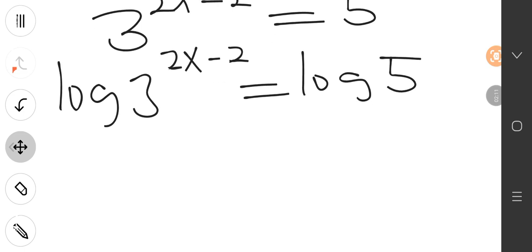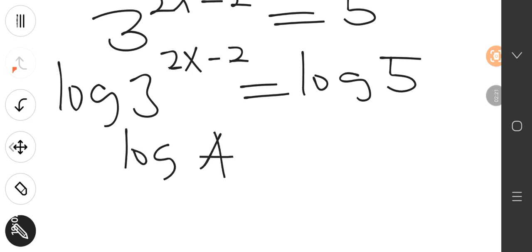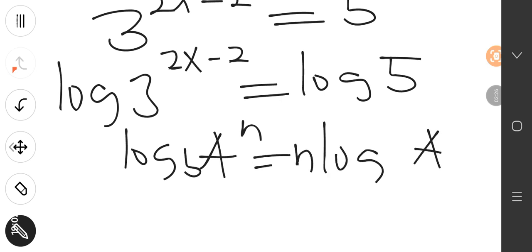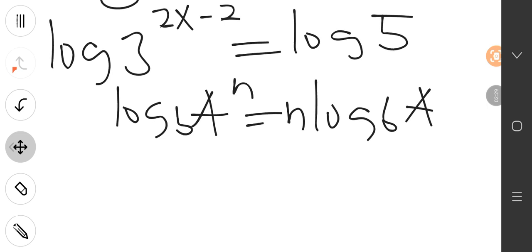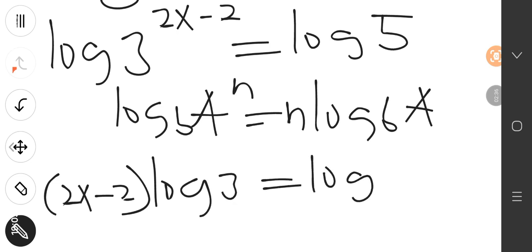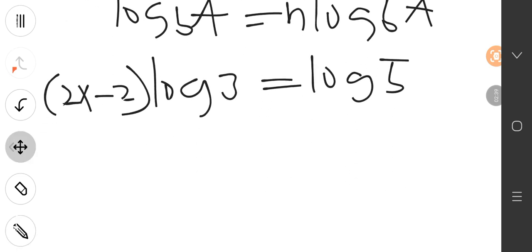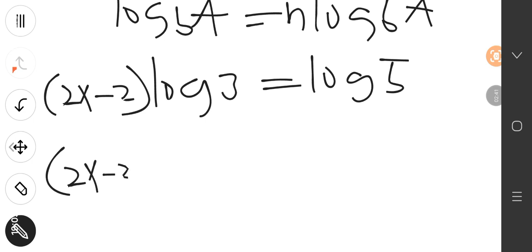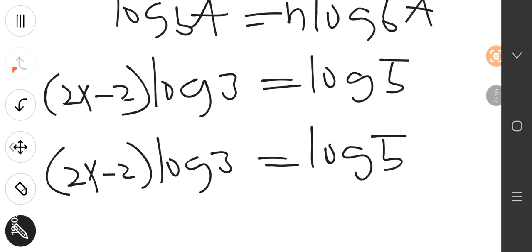Now let's use the concept of the logarithm definition to evaluate the left part of our equation. If you have log a exponent n base b, this gives you n log a base b. So we are going to have 2x minus 2 multiplying log 3 equals log 5.